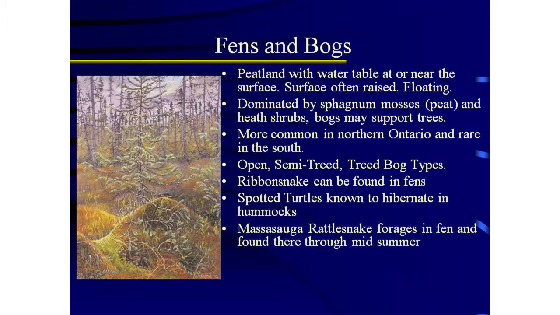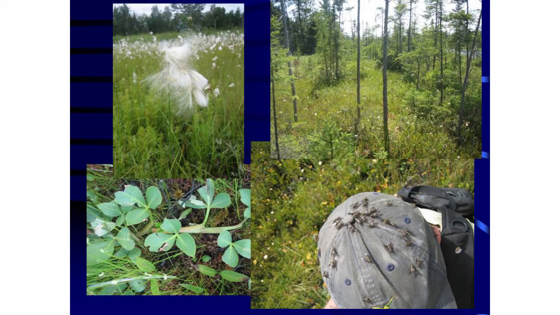Ribbon snakes are often found in fens and in bogs, and Massasauga rattlesnakes also forage along the edges of fens and within them as well, and are found typically in fens and bogs throughout the summer. There's the fen, and fens are quite unique compared to marshland. You have a very specific suite of species that you find in there for plants as well as wildlife.